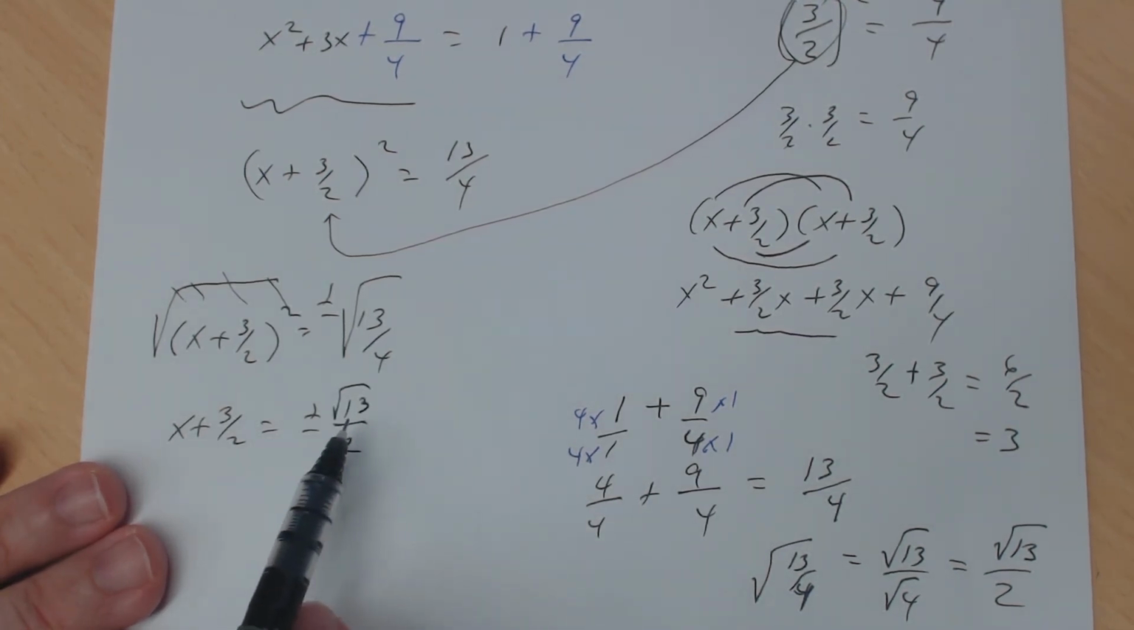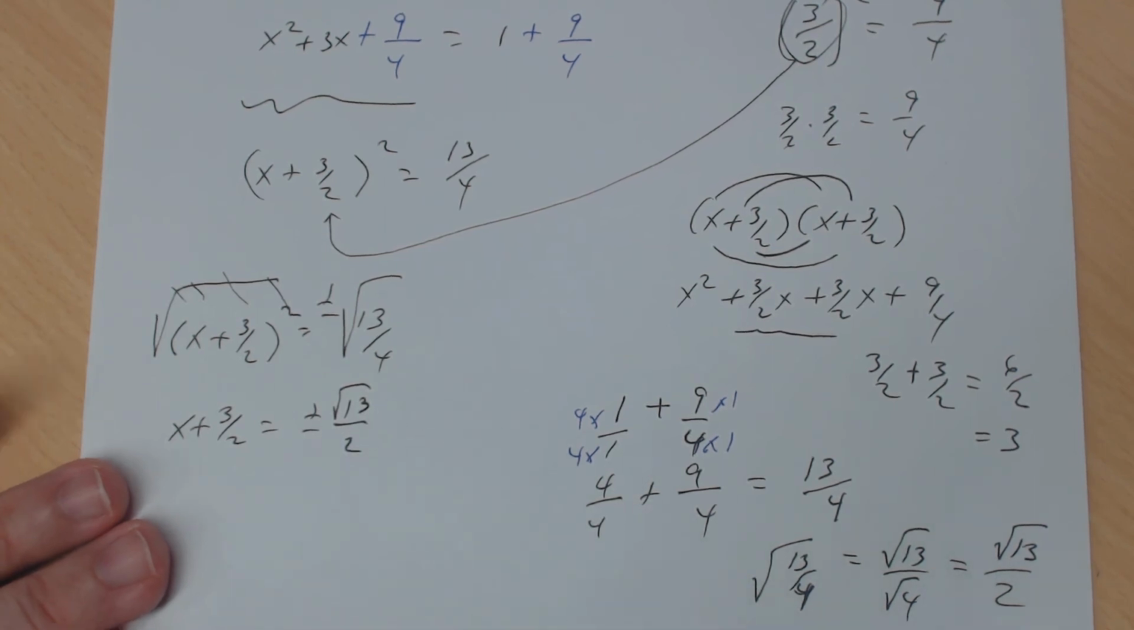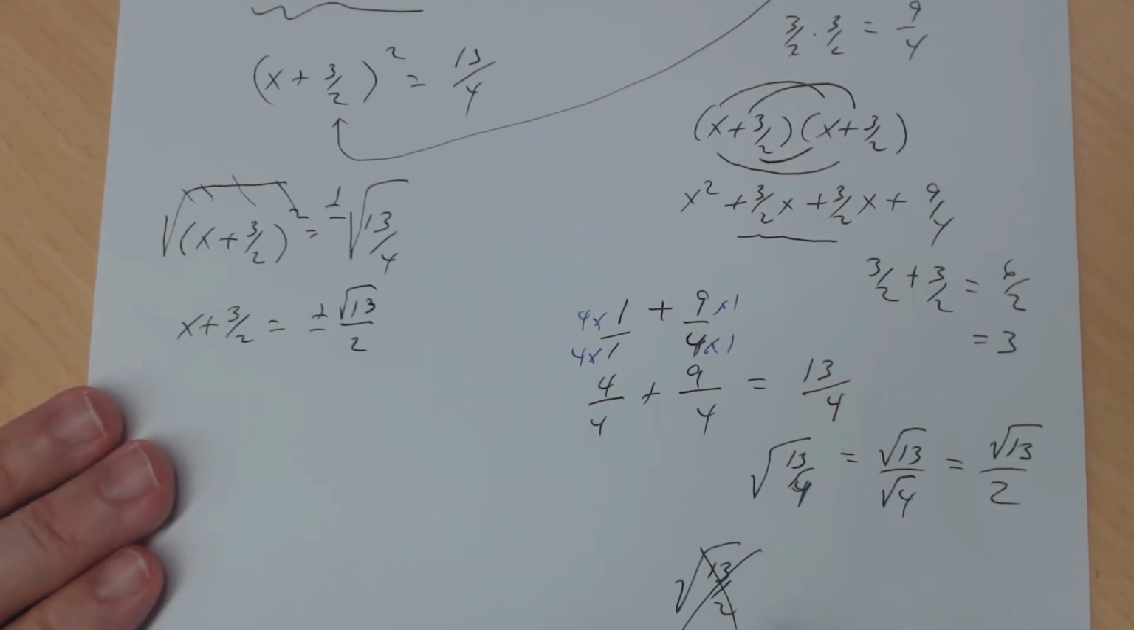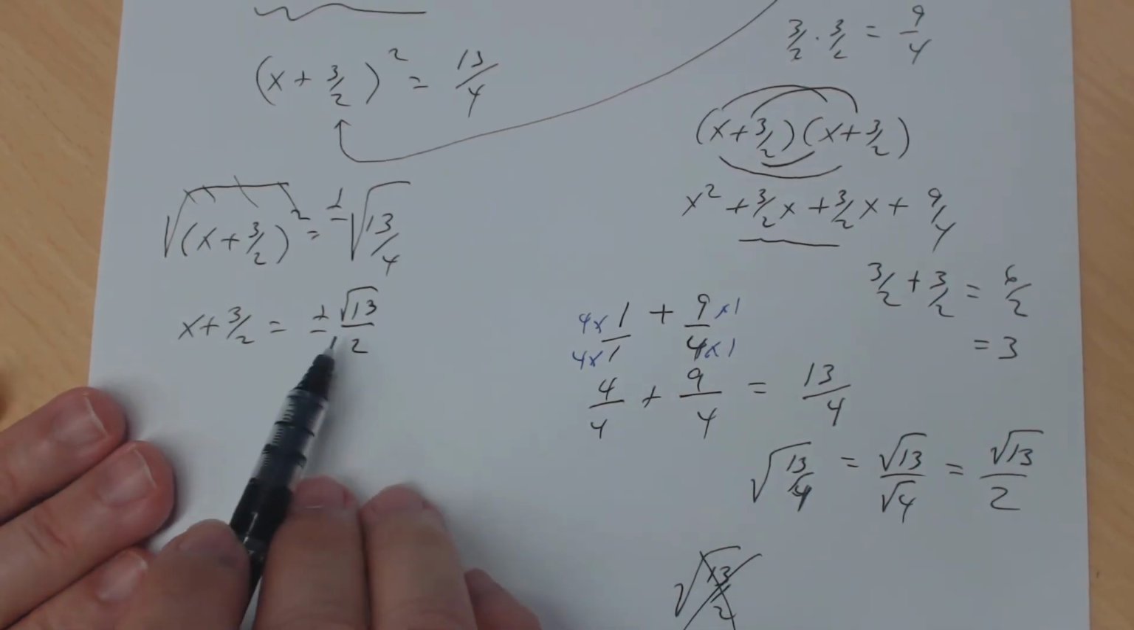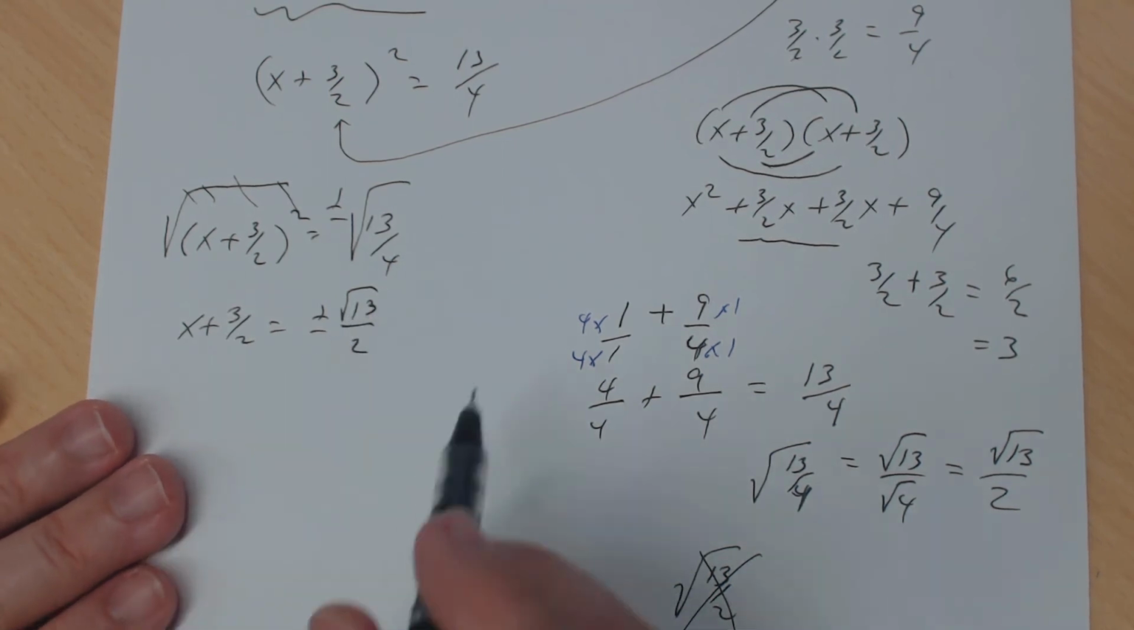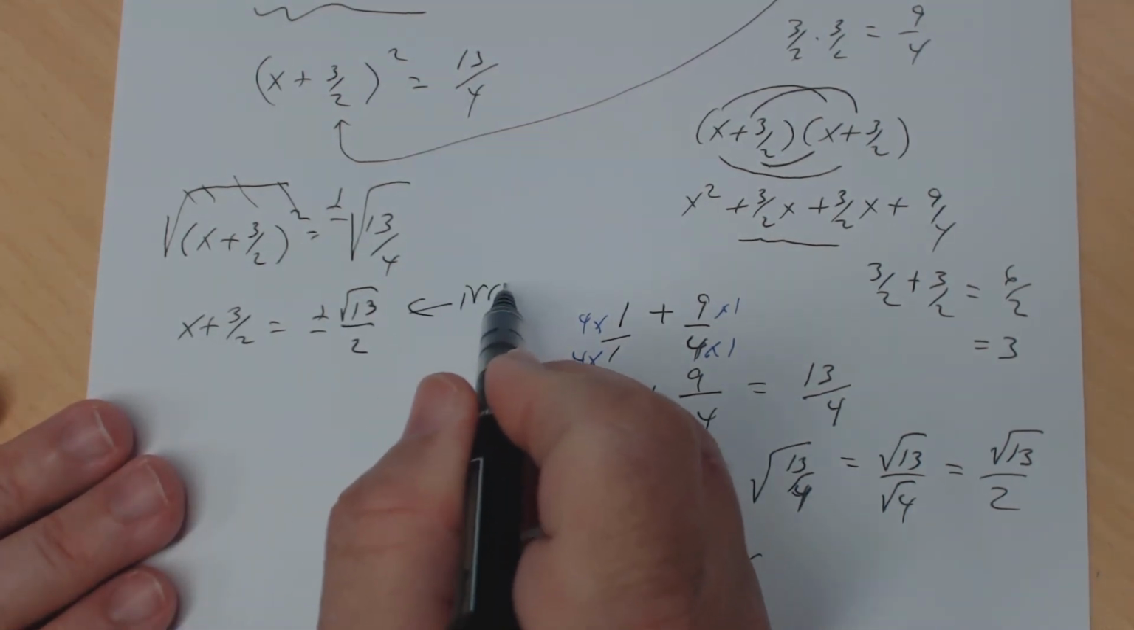Now remember, the only number that you're taking the square root of is 13, so don't make this the square root of 13 halves. Be careful. It is not the square root of 13 halves, so don't make that mistake. Okay, it's got to look like this. That's how you have to write it. Now, you see how you still have a square root, so these are irrational solutions.